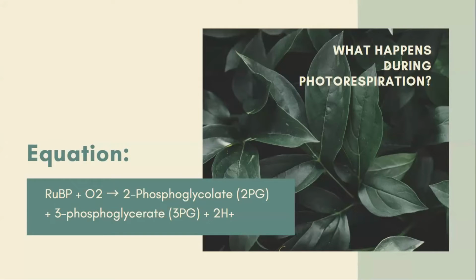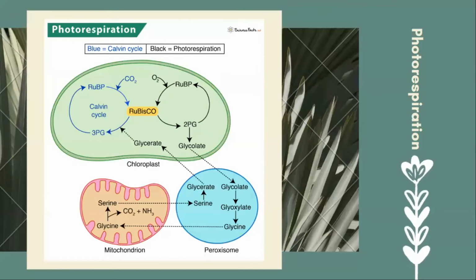So the 2-PG is inhibitory to the Calvin cycle enzymes and thus needs to be removed and recycled back to 3-PG to prevent depletion of Calvin cycle intermediates. This recycling is complex and involves 3 different organelles, which are the chloroplast, peroxisome, and mitochondria. The 2-PG formed in a chloroplast by the oxygenase activity of rubisco here is first dephosphorylated to glycolate.